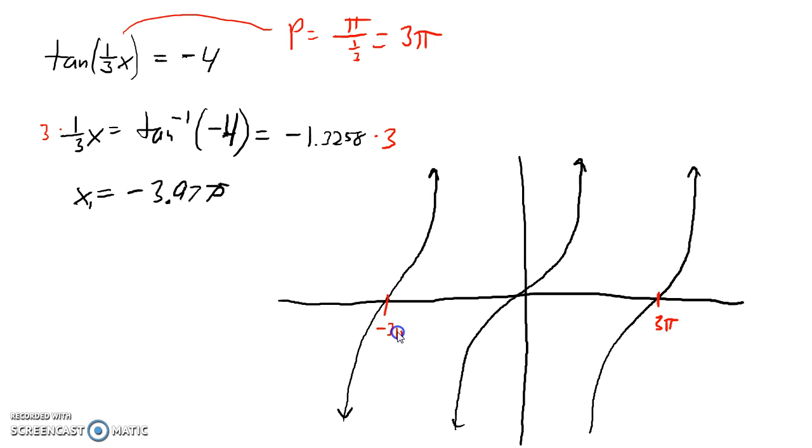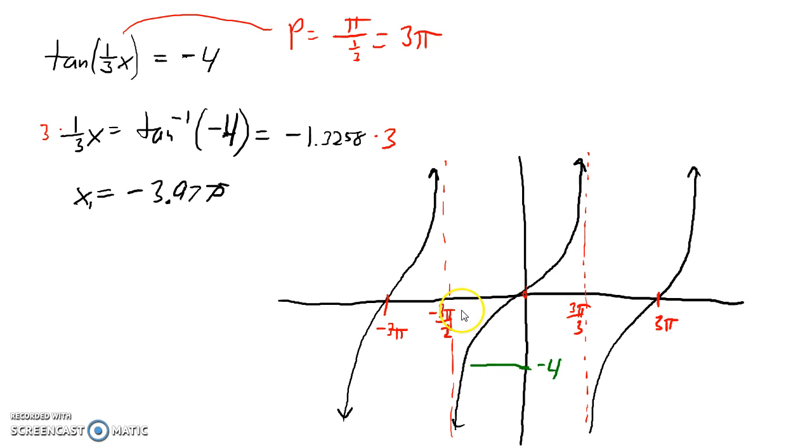So let's see. This would be negative 3 pi. This would be, staying put at 0. This is 3 pi. These asymptotes, which are normally at pi over 2, are now going to be at 3 pi over 2 and negative 3 pi over 2. Okay, so now let's see how we can use the graph here. So we're looking for a tangent value of -4.